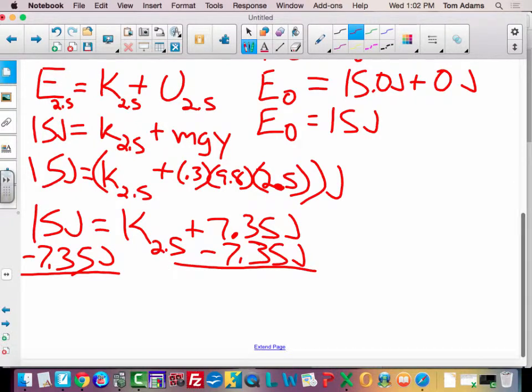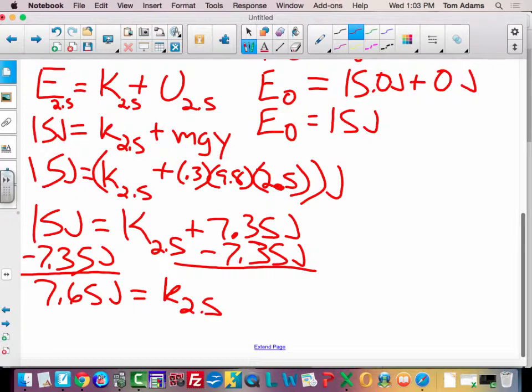We may or may not need that, but if I do the math on that, I get 7.65. So that's the kinetic energy at 2.5 meters. So that one's done. We have the potential energy at 2.5, and we have the kinetic energy at 2.5. And really the mechanical energy is going to be the same throughout the entire system. Does that make sense? Because energy can't be created nor destroyed.